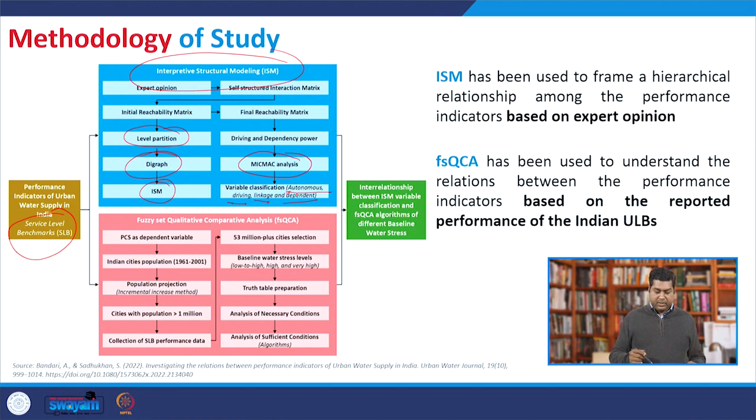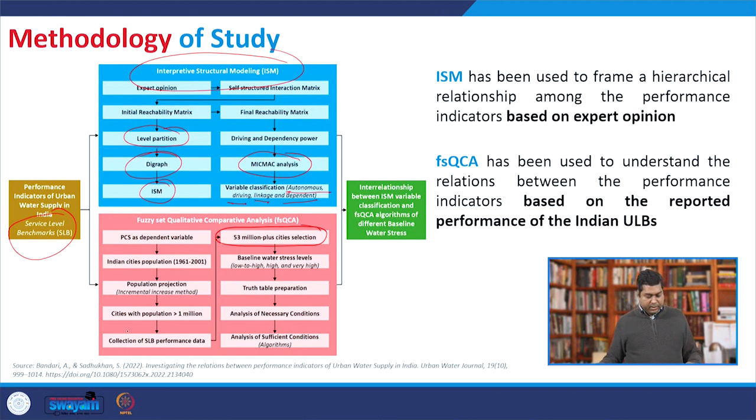The second part of this particular research is based on the data that we have. Here we have taken PCS, per capita supply, as the dependent variable. Then we have taken the population of all Indian cities from 1961 to 2001. Then we projected the population up to 2021, because the census was not available, and even now it is not available. Then we have taken all the cities with population more than 1 million, that is projected population, and accordingly we got something around 53 million plus cities.